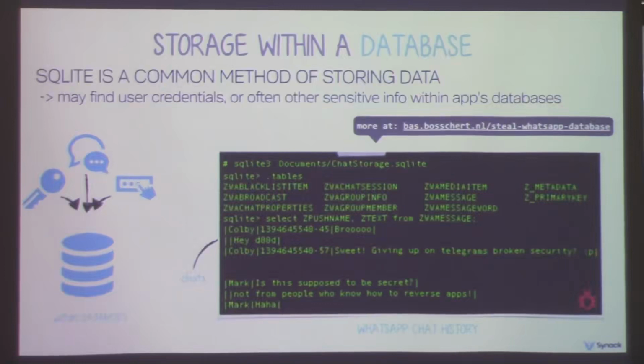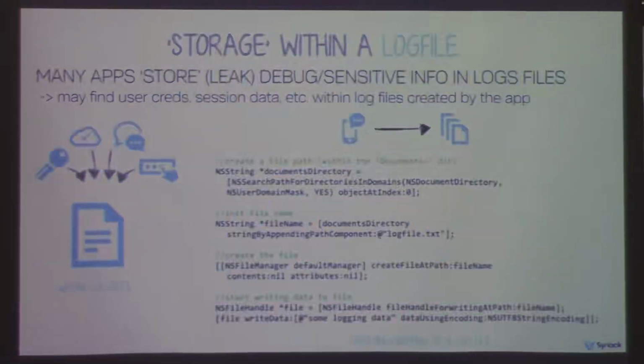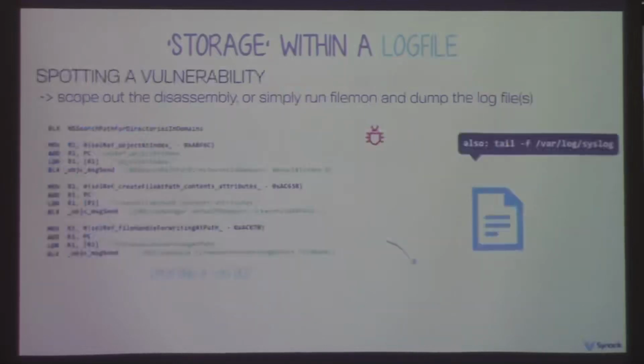Again, this is problematic. If the user's phone is stolen, everyone can see your chats, which may or may not be a good thing. Another example is storage within a log file. And I should put storage in quotes here because a lot of apps don't willingly store things in a log file. They just write debug and error messages. But this is problematic if they're writing sensitive things. Again, you can look at the disassembly, or you can just use FileOn to see if it's writing to a log file, and then go look at that file to see if there's any sensitive information in there.